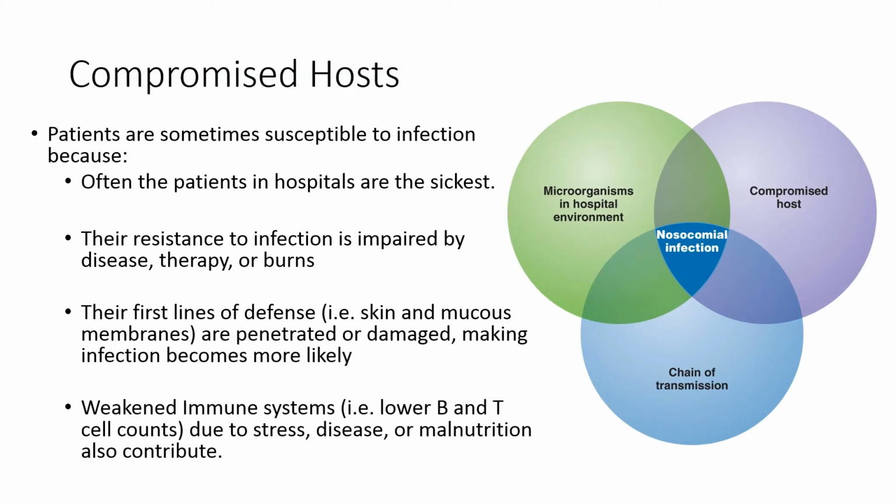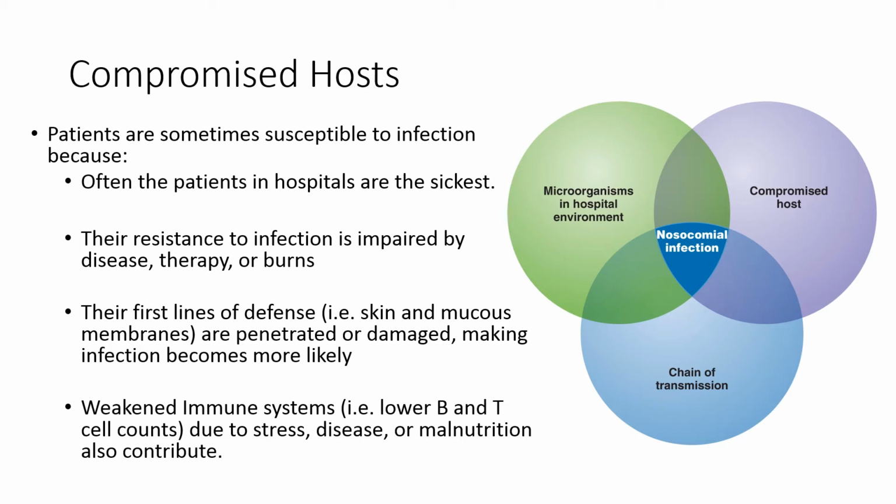Next, you have compromised hosts. This is the second part of the trifecta. Patients in a hospital usually have a lowered resistance to infection. Remember, often people don't go to the hospital unless they're really sick. And their resistance to infection can be low because, number one, when we're sick, there's stress on our body, and stress influences our immune system by weakening it. Sometimes people have diseases that can also impair resistance.